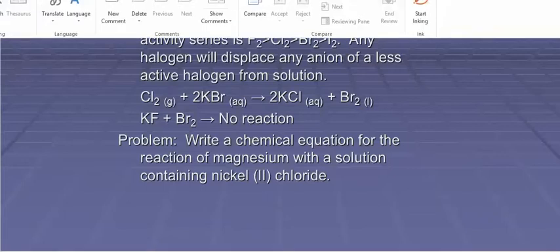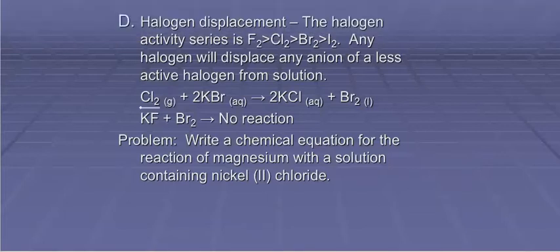So when we look at this example here, Cl will replace Br because chlorine is more active than Br, so they switch. But Br will not replace F because bromine is less active, according to the activity series.